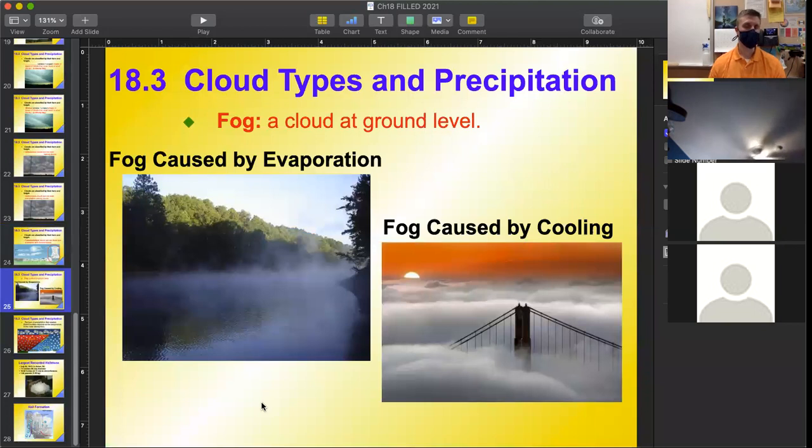Fog. It's just a cloud at ground level. Typically think of that as what it is, but that's what it is. A couple different modes of formation. You can have evaporation from some sort of a body of water, or by just cooling to where it cools the moisture in the air, and then that condenses into a cloud.